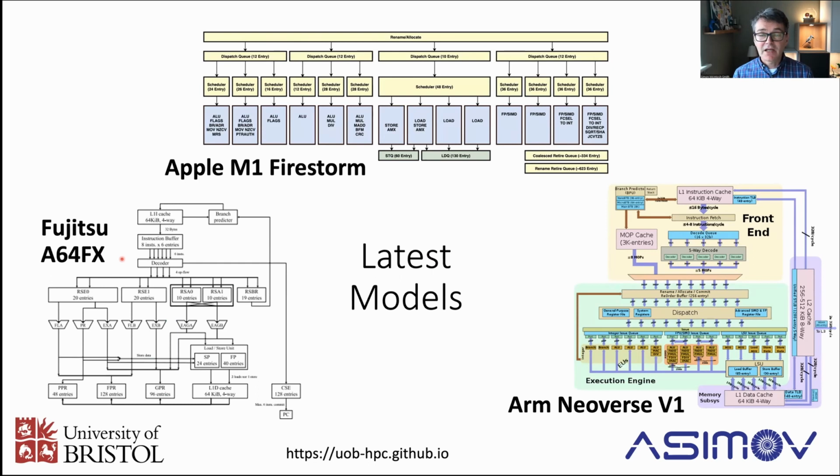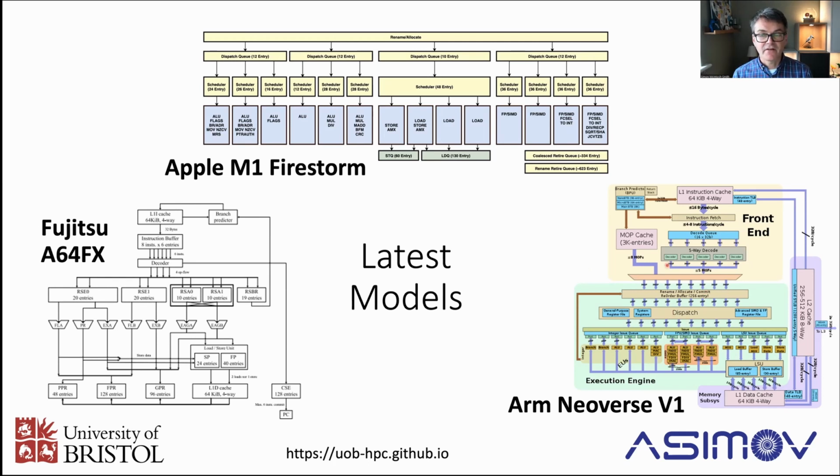Then once Fugaku became available, which was the number one supercomputer for a long time, we actually could use the hardware to refine this model and make it even more accurate. So I have a very accurate model of the Fujitsu A64FX. And then more recently, we've added the ARM Neoverse V1. So this is the kind of core that's inside the Amazon Graviton processors.